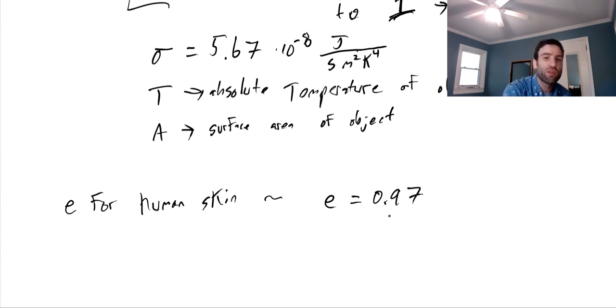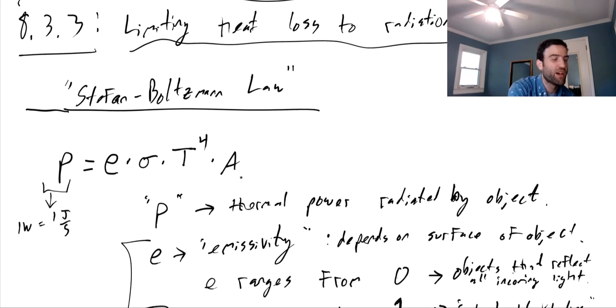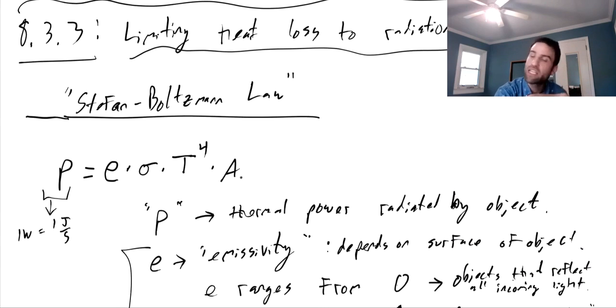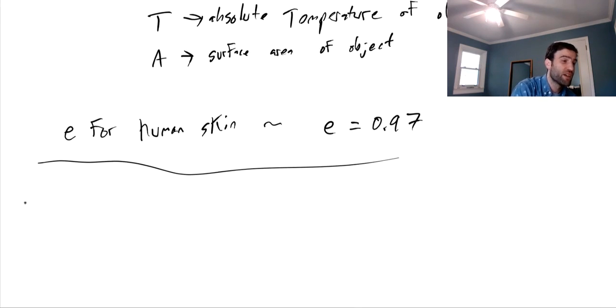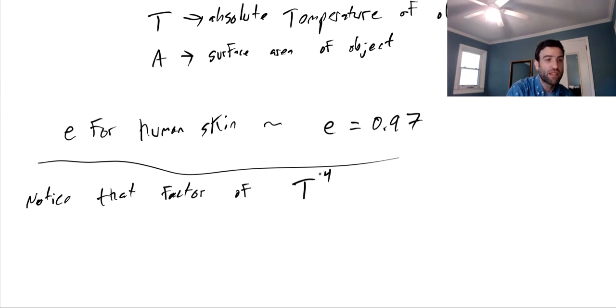Okay, so I want to say a few words here when it comes to, now that we know this is an equation for how much power we're losing to thermal radiation, what does this tell us? First, notice that factor of T to the power of 4, right? Absolute temperature to the power of 4. This is a factor which grows really quickly.